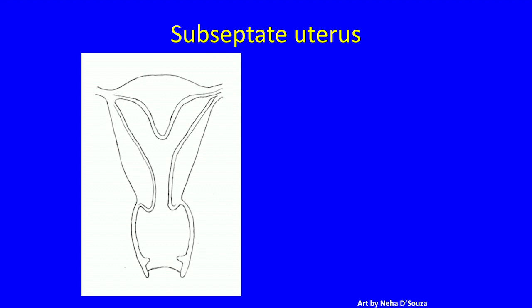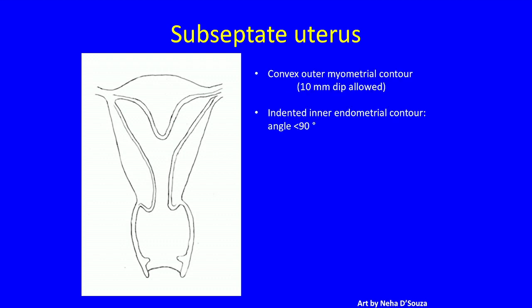In a subseptate uterus, you can see that the little dip that made it arcuate is now deeper and sharper, and it's now less than 90 degrees, and it's a subseptate uterus. So still a convex outer contour, an indented inner contour. With that angle you can see is now less than 90 degrees, and I usually have a piece of paper if I'm not sure, and I hold up the corner like that, and you immediately see if it's more or less than 90 degrees.